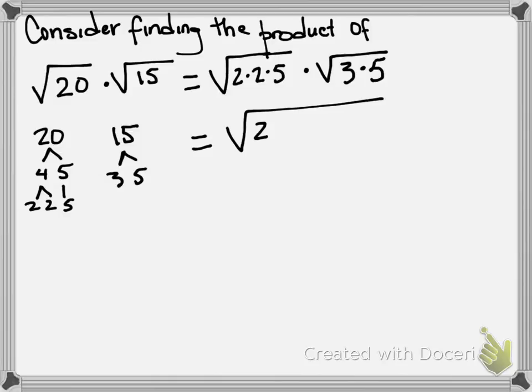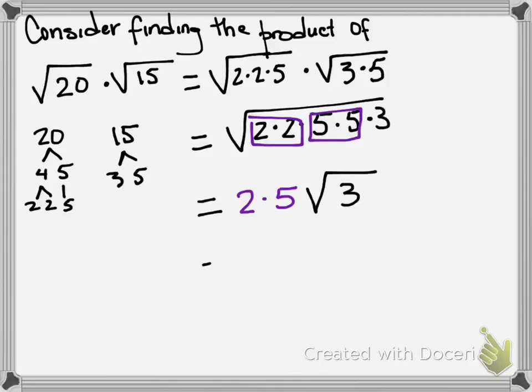So now we have everything factored out. We can put it under one square root sign. Once we have that, we repeat our procedure: which numbers appear twice. And we have the following. You should end up with 10 square root of 3. Make sure you pay attention to what happens here.